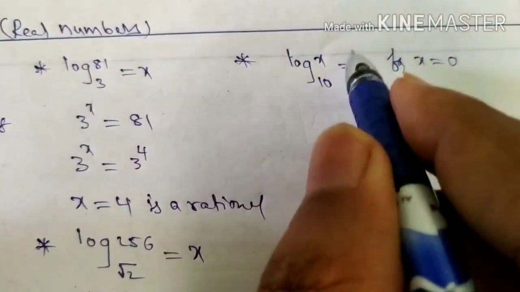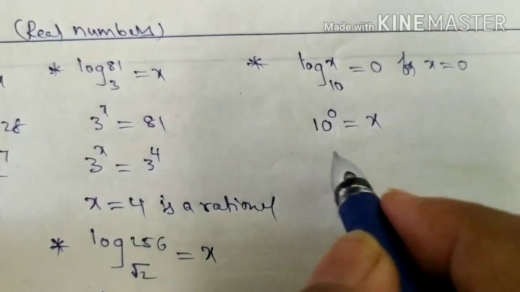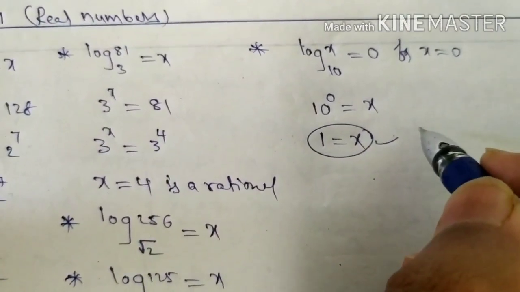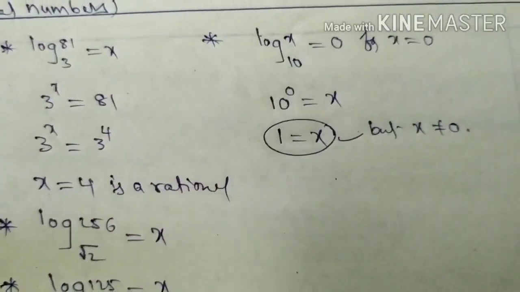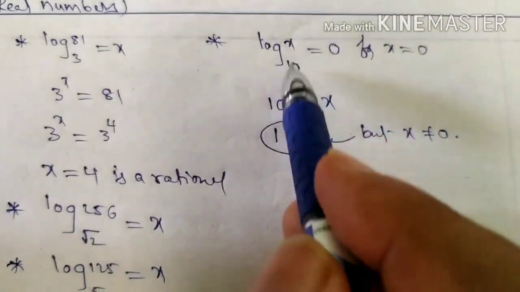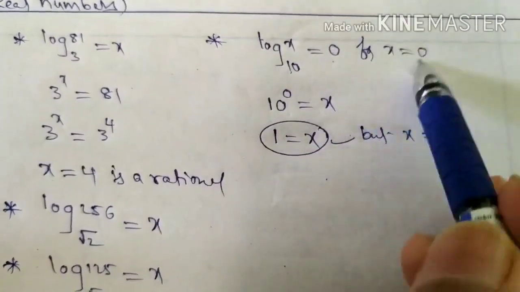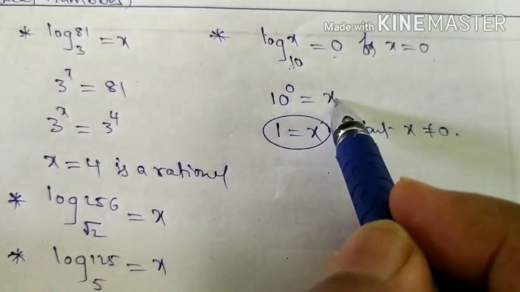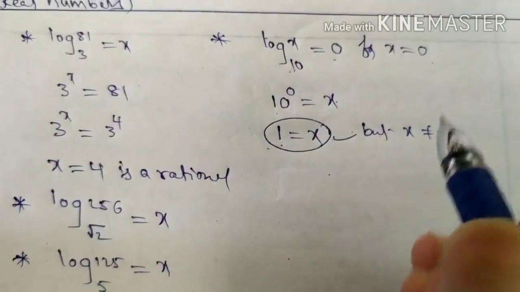Okay, here it is logarithmic form. When you write in exponential form, 10 to the power of 0 is equal to x. Anything power 0 value is 1. So what x value did you get? Here x is equal to 1, but x is not equal to 0. So we do not agree with that condition: log x to the base 10 is equal to 0 for x is equal to 0. First, given logarithmic, write in exponential form: 10 power 0 is equal to x, 10 power 0 value is 1. So x is equal to 1, but x is not equal to 0.